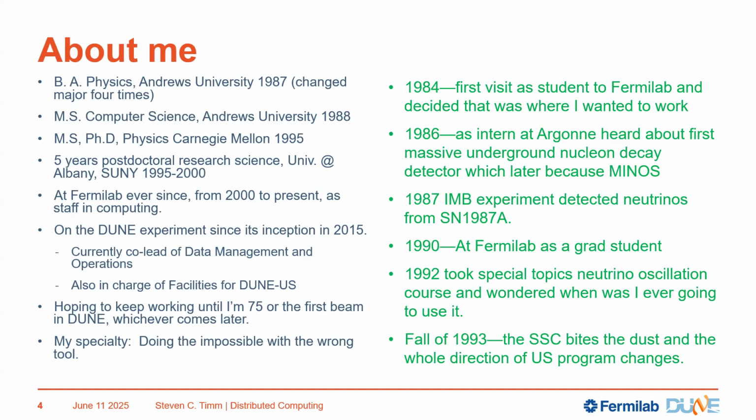In 1990, I came to Fermilab on an experiment as a graduate student. In 1992, I took a special topics course in neutrino oscillation from Lincoln Wolfenstein, who basically came up with the whole idea of neutrino oscillation. When am I ever going to use this? We're the energy frontier. Fermilab is the biggest thing. When are we ever going to do neutrinos? Well, surprise. In 1993, the SSC, the Superconducting Super Collider in the U.S., was reduced to dust, and thus began the transformation of the whole United States physics program to eventually be all neutrino physics, which it is now and is going to be for the rest of my career at least.